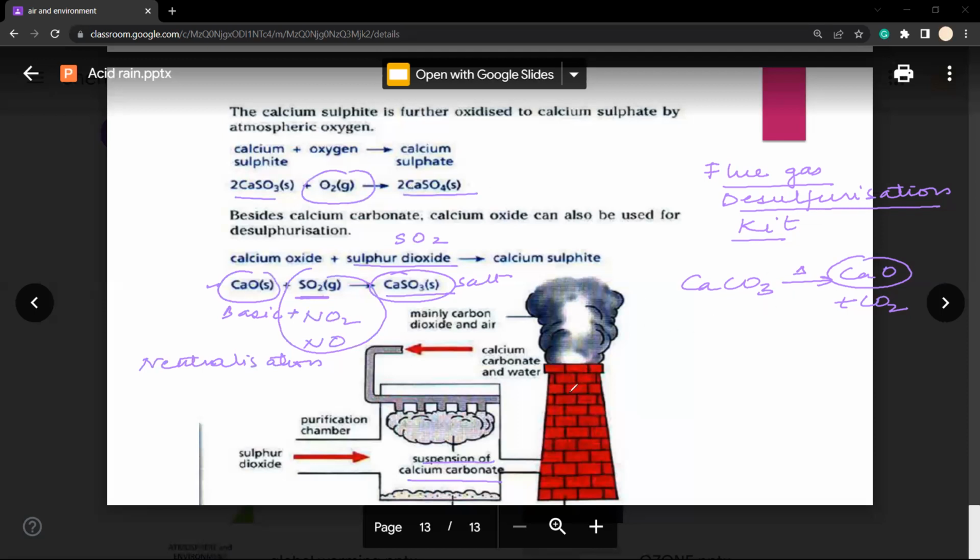So this is how we are able to trap the acidic gases from releasing out. And when your acidic gases are not released out, then definitely you can also control your acid rain, which has negative impacts.